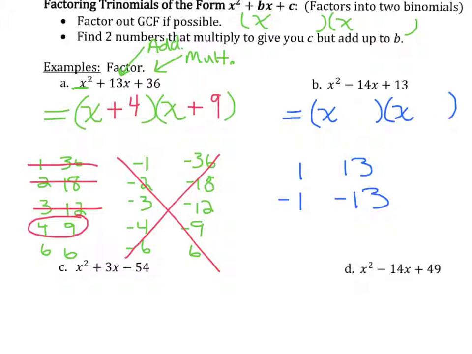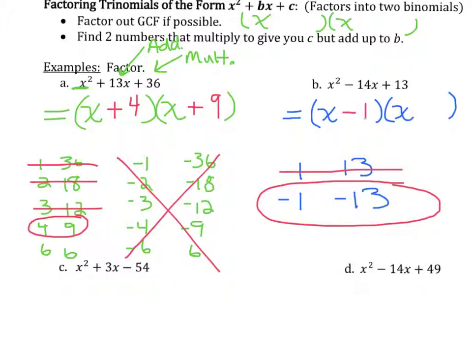And so now that I have all of my possibilities, I want to find the pair that adds up to the negative 14, which is sitting here. Okay. Well, if I add up 13 and 1, that gives me a positive 14. However, if I do the negative 1 plus a negative 13, I have what I need. So I'm going to use a minus 1 and a minus 13, and there is my solution.